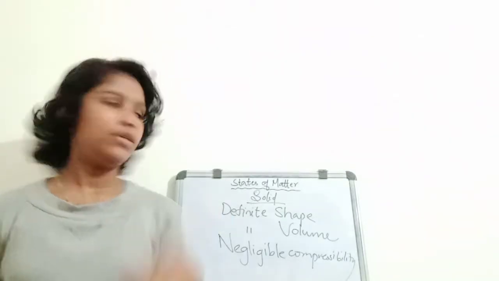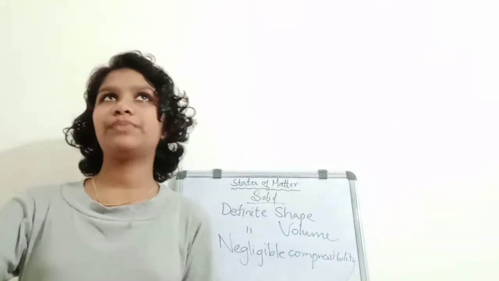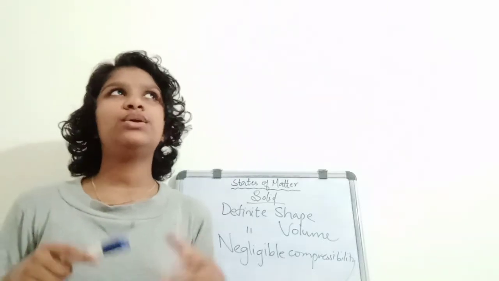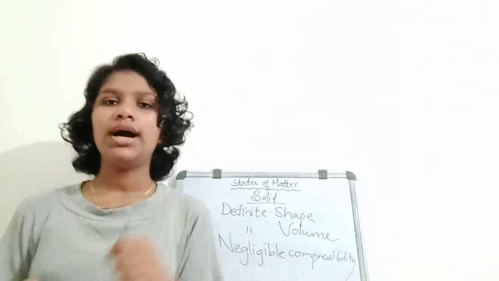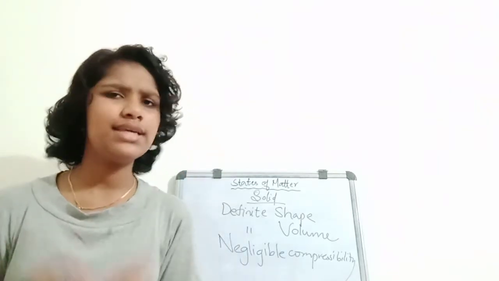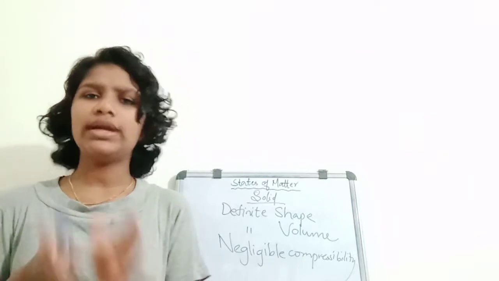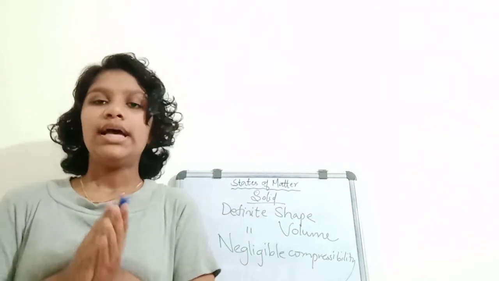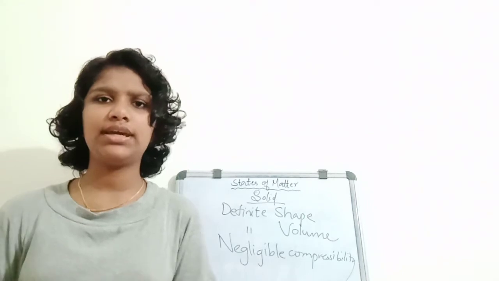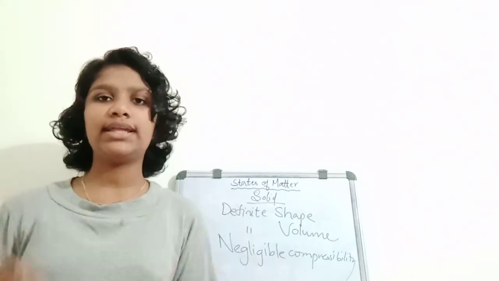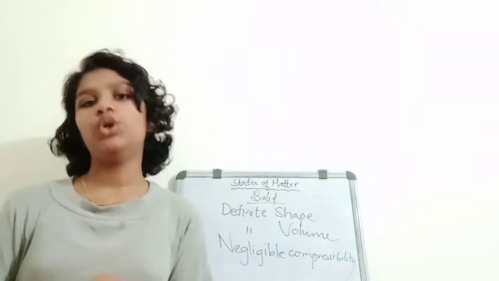First of all, definite shape. I'm taking chalk. A chalk has a definite shape, right? Isn't it a solid? Yes, it has a definite shape and a definite volume, so it is a solid. So this solid, can I easily break it? Then you will tell me, yes, I can break it. So the shape changed, right? So how can I tell that it has a definite shape?